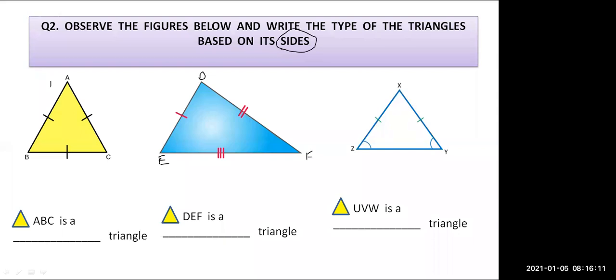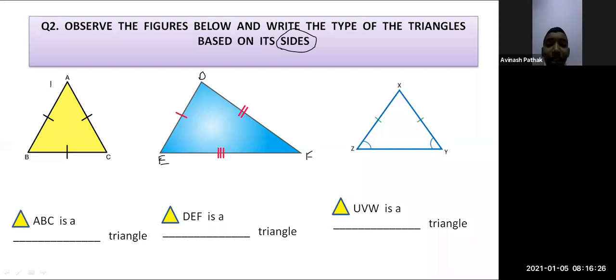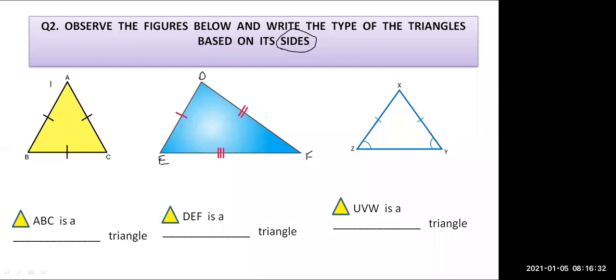Can you give me the definition of equilateral triangle? What is equilateral triangle? क्या होता है equilateral triangle? In a triangle, when all three sides are same, then this is equilateral triangle. Very good, Avinash. In a triangle, when all three sides are equal, they have the same measurement, so we know it is an equilateral triangle.